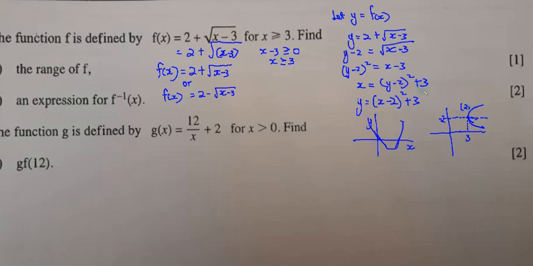Okay. The minimum value of, in this case, is x. The minimum x value will be 3. And then the axis of symmetry in this case will be y equal to 2, y equal to 2. This is how the graph looks like.